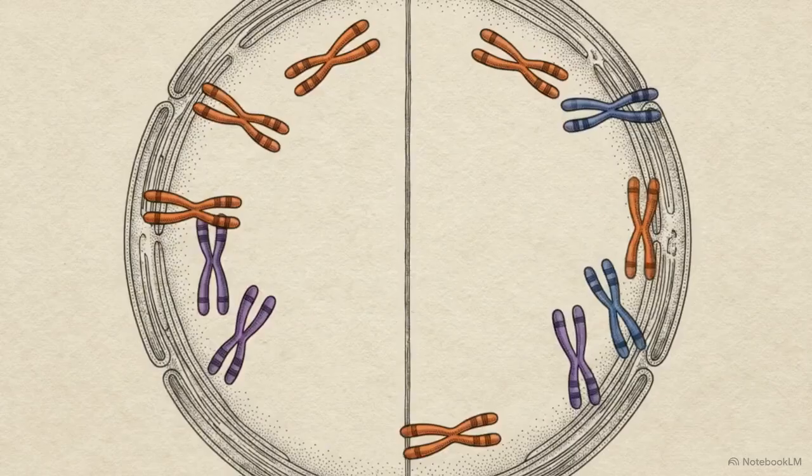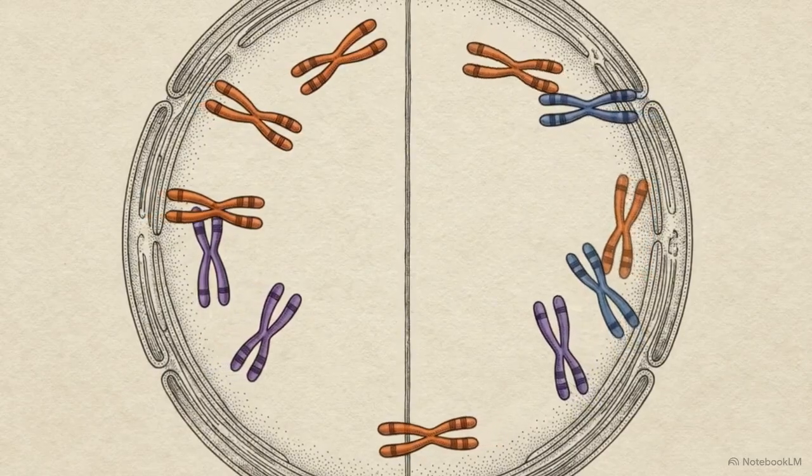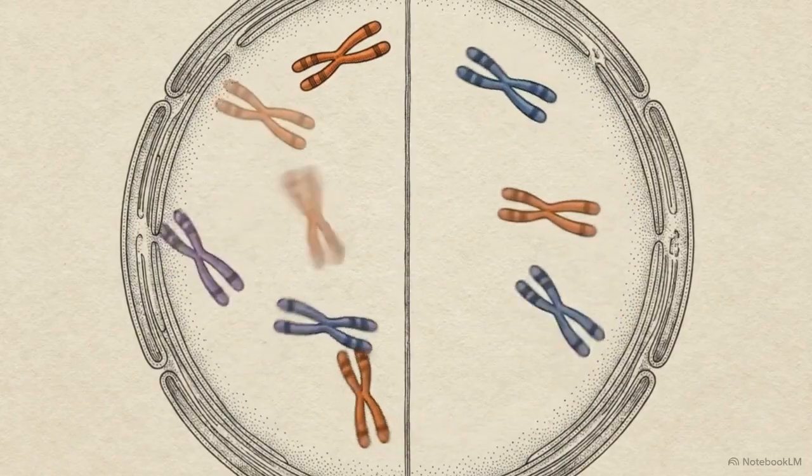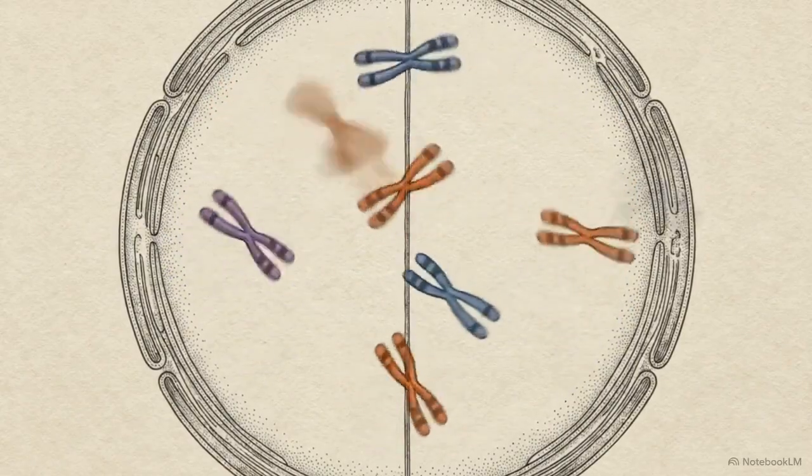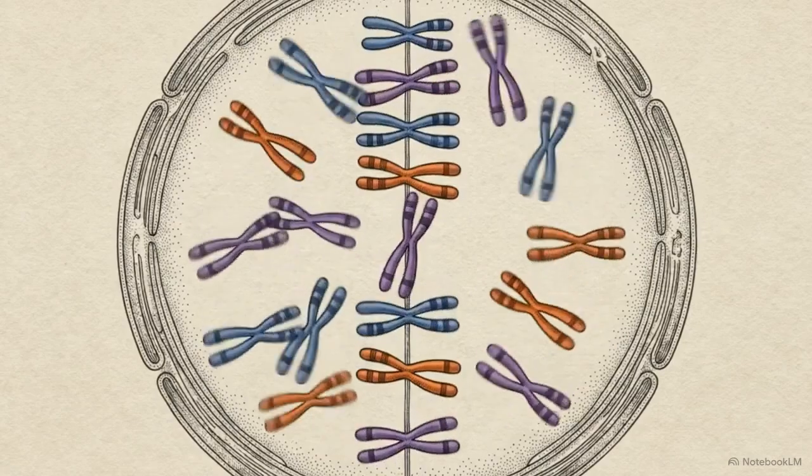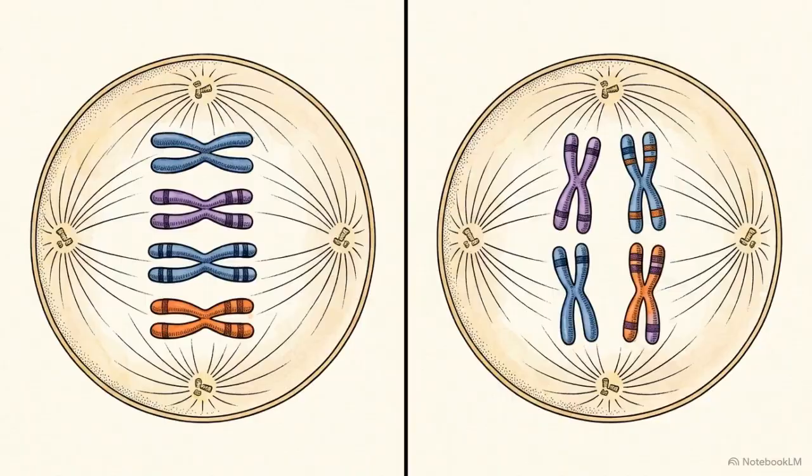1. Here, multiple pairs of homologous chromosomes line up along the cellular equator. Crucially, they shuffle and lock into random, uncoordinated alignments. This creates the law of independent assortment.